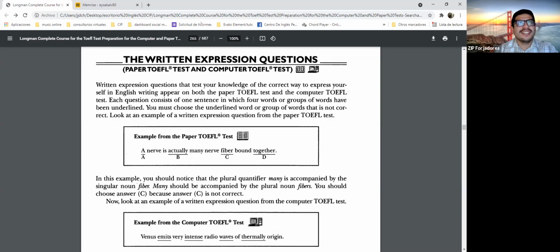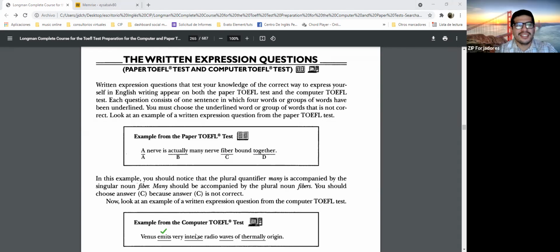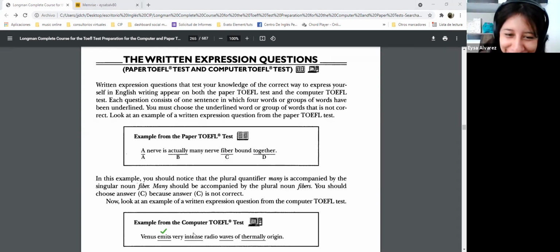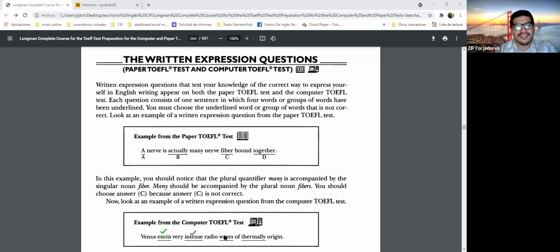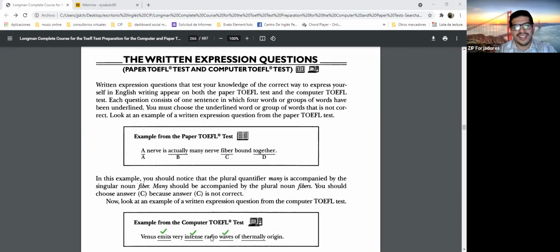Emits is correct, because we are talking about Venus. Intense is correct, it's an adjective. Very, before waves, and waves is a noun, so waves is correct. Radio waves, radio is an adjective, intense is an adjective, very is an adverb. And then the incorrect one is thermally.